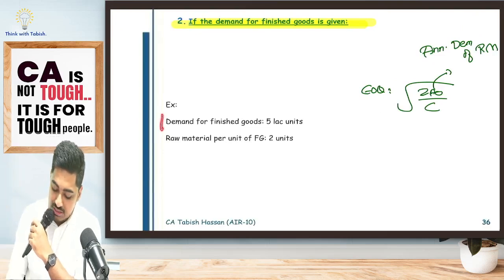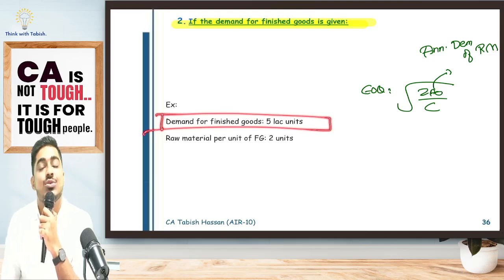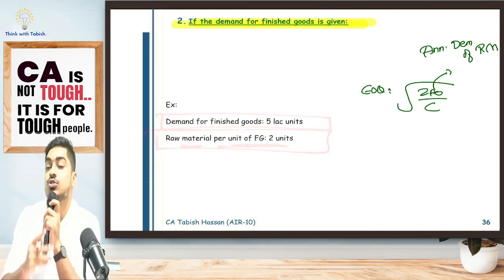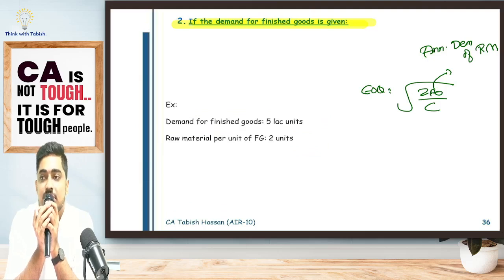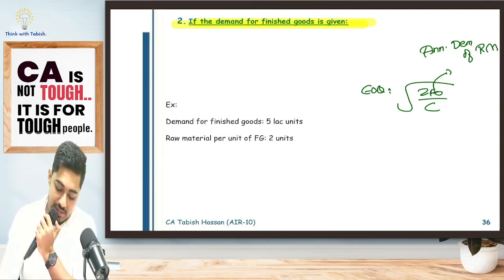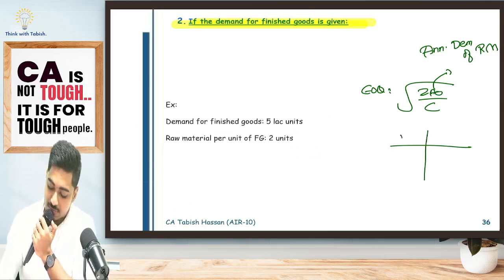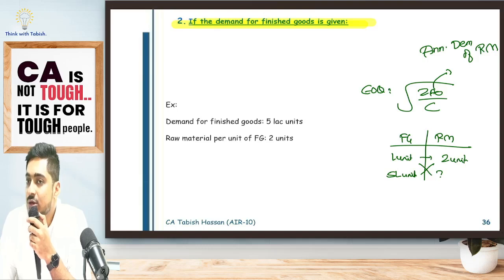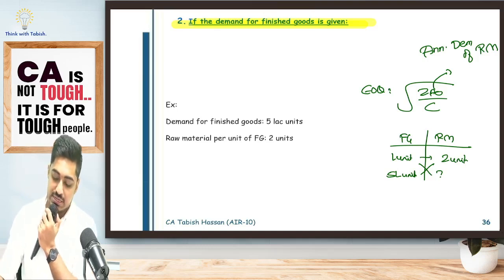The question tells me that in 1 year I am producing 5 lakh units of finished goods. To produce every finished good, I want 2 units of raw material per unit of finished goods. Can we calculate for 1 unit how much raw material I want? Simple, cross multiplication. For 1 unit of finished goods, I want 2 units of raw material. So for 5 lakh units of finished goods, how much do I want? 5 lakh into 2, 10 lakh. Yes or no, everyone?